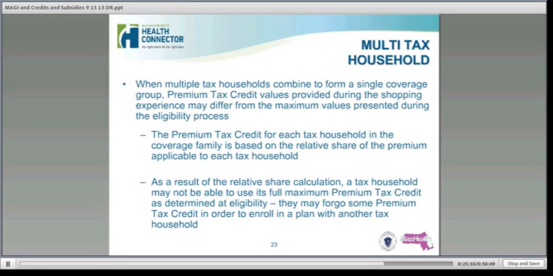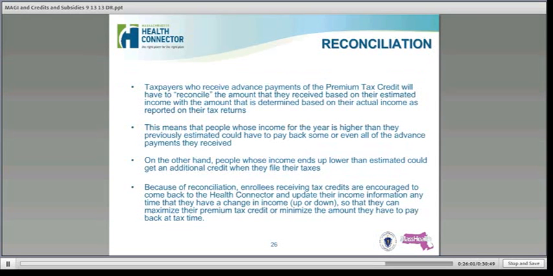So the taxpayer has a choice to make. They can take the tax credit in the form of advance payments. Those payments are made to the issuer, the health insurance carrier, the health insurance plan, to lower the monthly health plan premium. Or the taxpayer can claim the credits at the end of the tax year, similar to other tax credits.